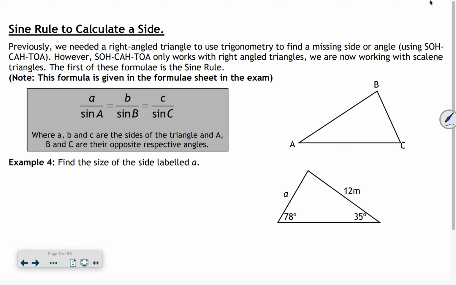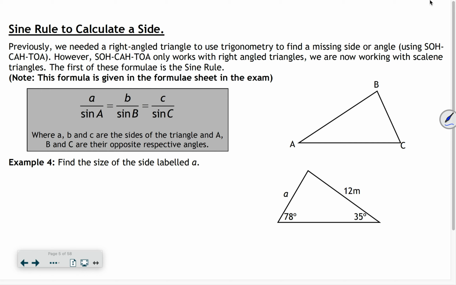The next part of trig that we're going to look at is the sine rule. The sine rule is one of our trigonometric formulas that relates the length of sides to the angles that they have in common. As I said in a previous video, before this point we always needed our triangles to be right angled so that we could use SOHCAHTOA. But all these triangles now are going to be scaling triangles, so we need another way of making this work.